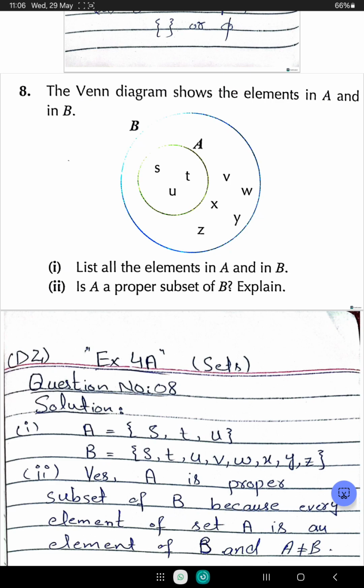When we write the set A, we just write the elements of A, which contains the elements S, T, U, and A is a subset of B. When we write the set B, we write all the elements of A as well, S, T, U, because these are also present in set B. Then we write V, W, X, Y and Z.